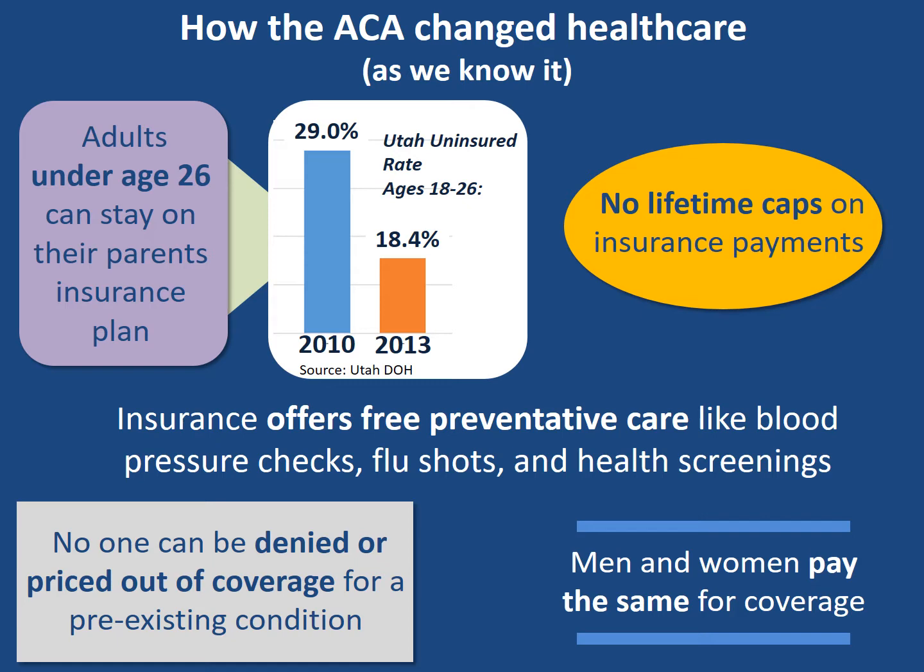Top right, there's no lifetime caps on insurance payments. So the way that health insurance used to work is that your health insurance company could decline to pay for a lot of the more expensive services at a certain point. So if somebody, for example, has cancer, they need a lot of treatments, they need a lot of medications, a lot of surgery, a lot of radiation, those sorts of things.